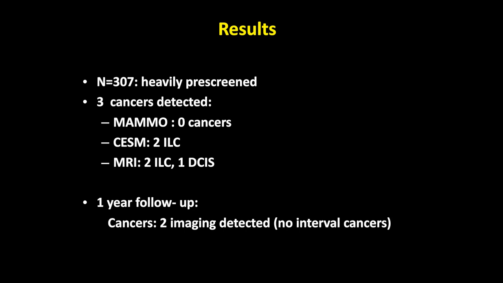However, we were able to show that no cancers were detected on mammography, 2 invasive lobular cancers were seen on contrast mammo and MRI, and there was 1 very tiny DCIS. It was actually a small focus on the MRI. The patient returned 9 months later, and it was atypical ductal hyperplasia, which was upgraded at surgery. At 1 year follow-up, there were no interval cancers and only 2 screening detected cancers.